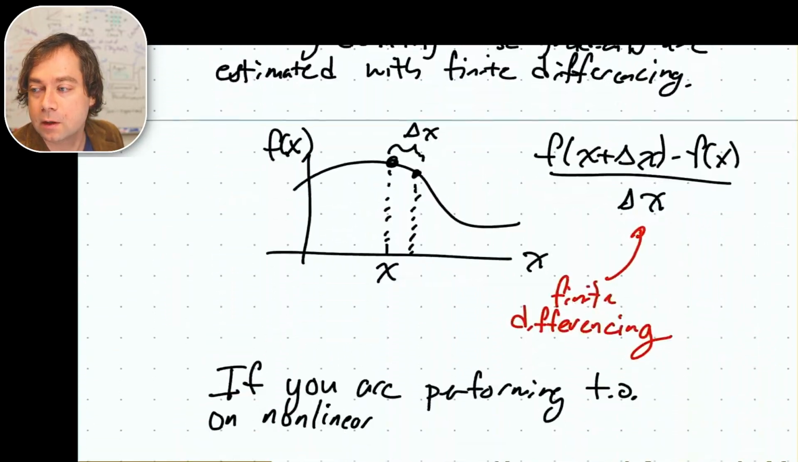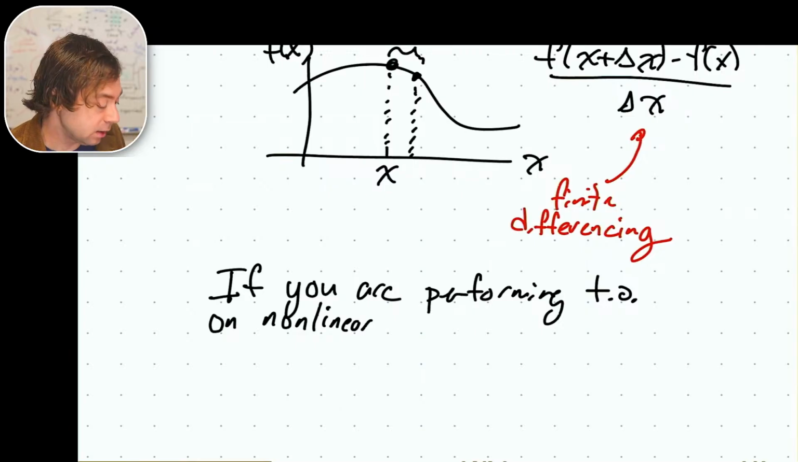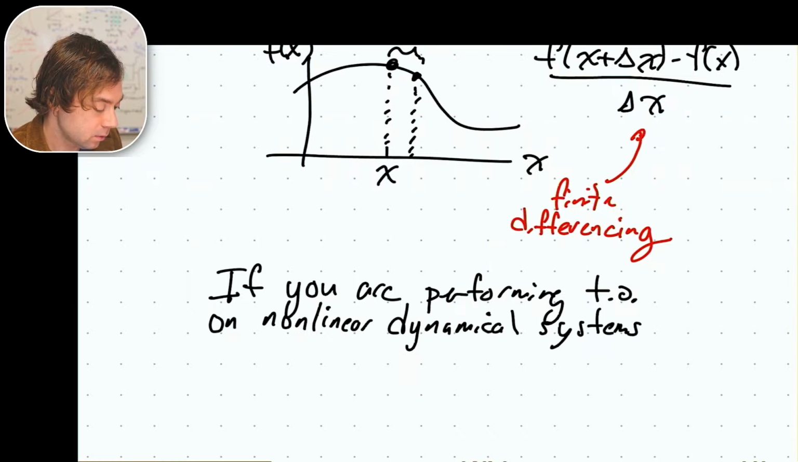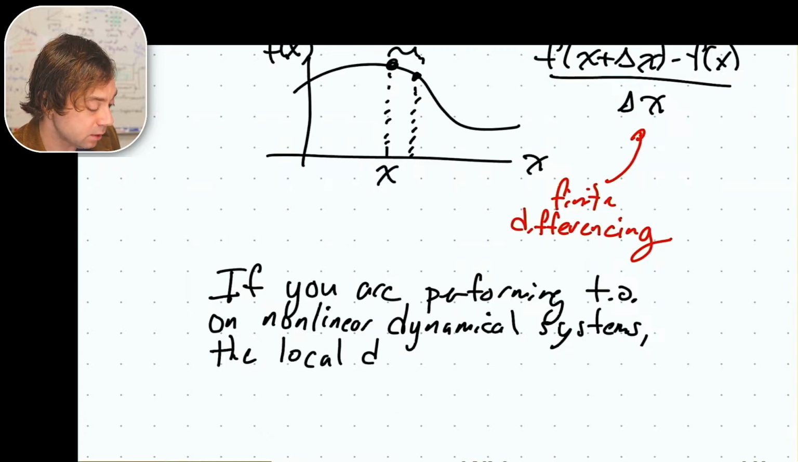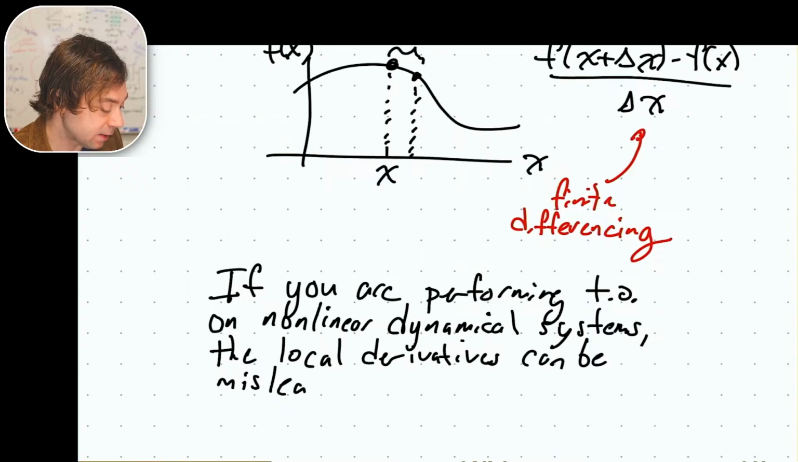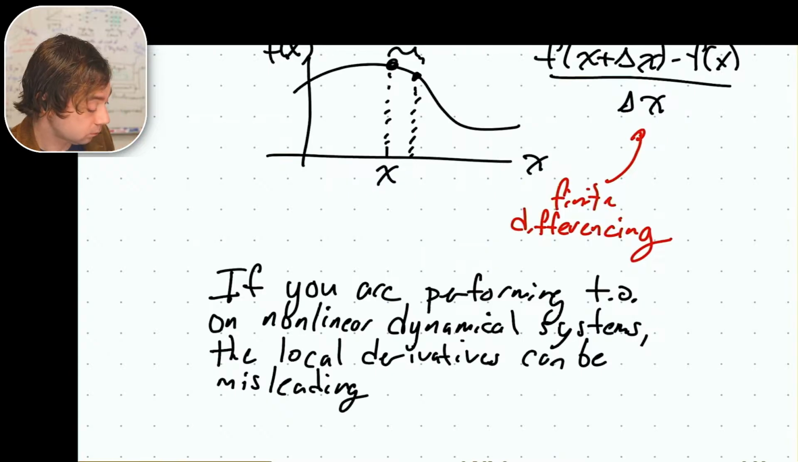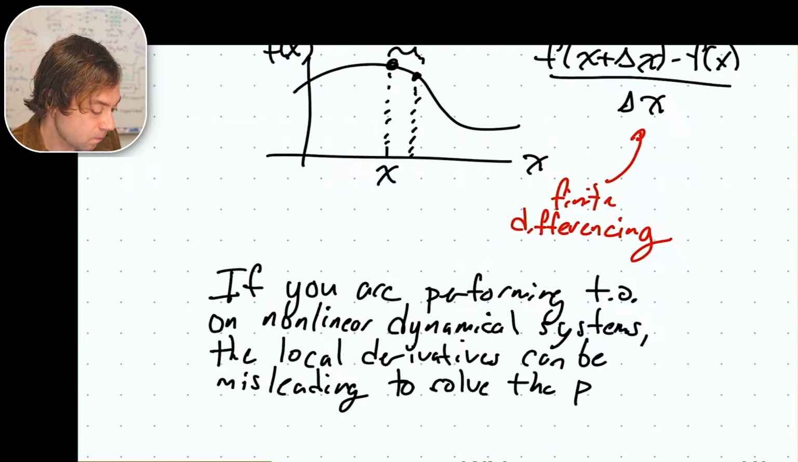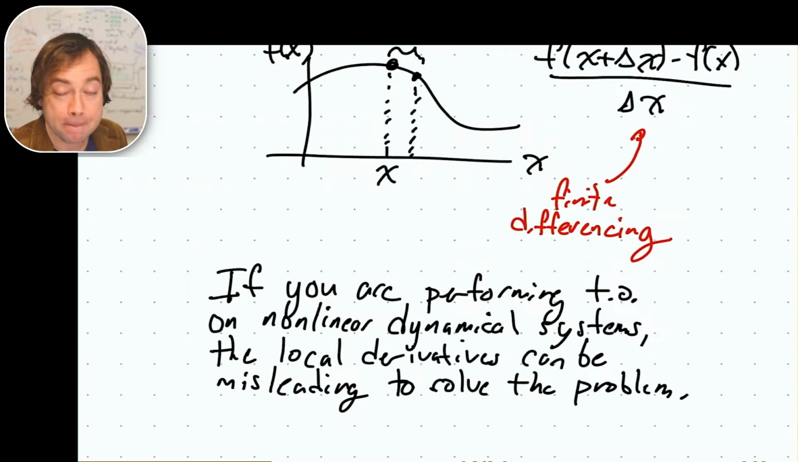If you're performing trajectory optimization on nonlinear dynamical systems, the local derivatives can be misleading to solve the problem.